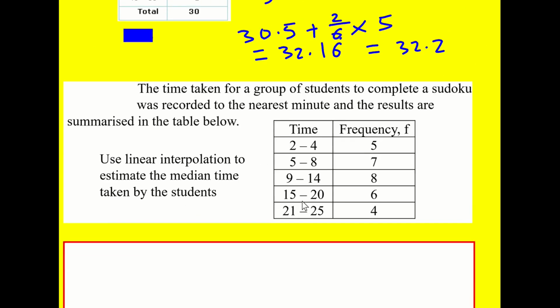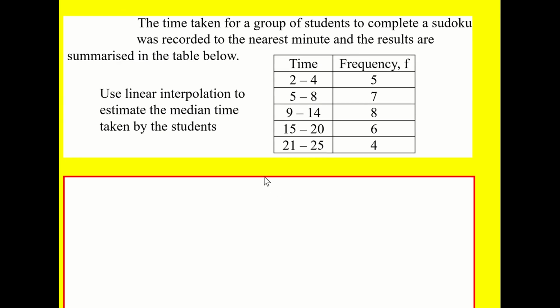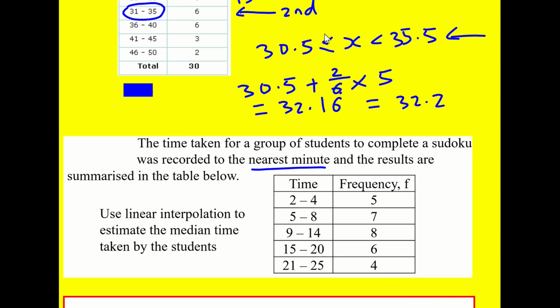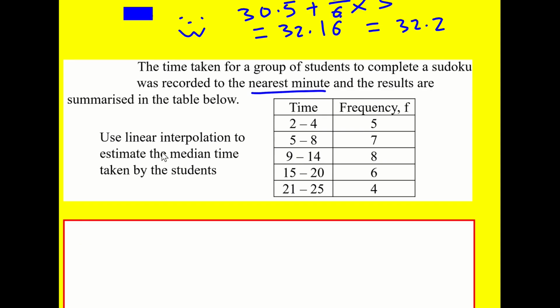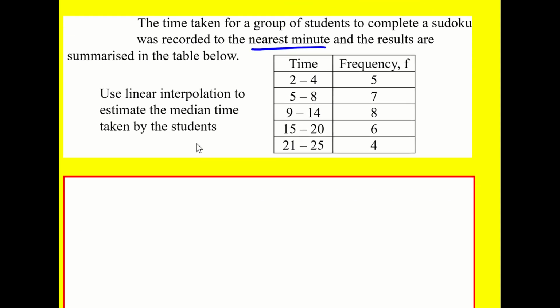Okay, how about this one? Very similar question. This is a bit clearer, to be fair, because it says it's been recorded to the nearest minute. So I'm still a bit like, really? Are we really going with that? But that's convention for how we deal with it. But it's a bit clearer here because it says that it's recorded to the nearest minute. Can you use linear interpolation to estimate the median time?